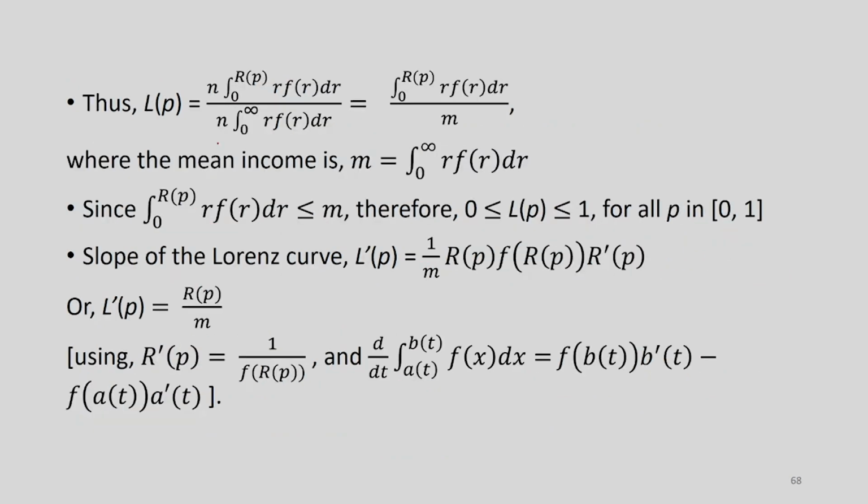Thus, what is L(p)? L(p) is the income share. So, on the numerator, we have the income of this group of people from 0 to R(p), and on the denominator I have the total income of the population. So, L(p) will give me the proportion, and N will get cancelled, and I am going to get this, where M is occurring in the denominator. It is nothing but this term, right, and this is nothing but the mean income.